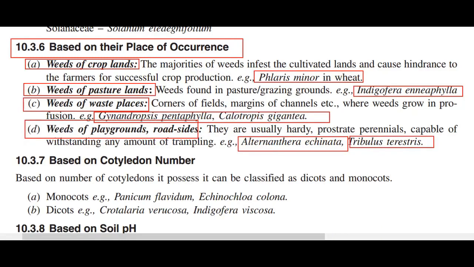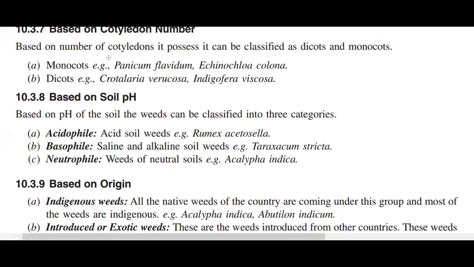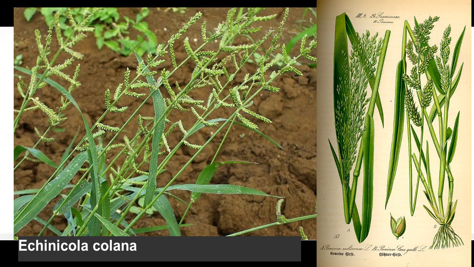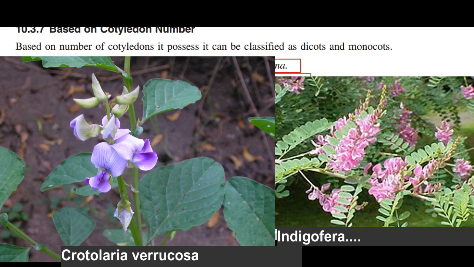Now the seventh classification is based on cotyledon number. Based on the number of cotyledons, weeds can be classified as monocots or dicots. Where a single cotyledon is found, that is monocots, and where there are two cotyledons, that is the dicots group. For monocots, examples are Panicum flavidum and Echinochloa colona. For dicots, Crotalaria verrucosa and Indigofera viscosa. So that is the classification based on cotyledon number.